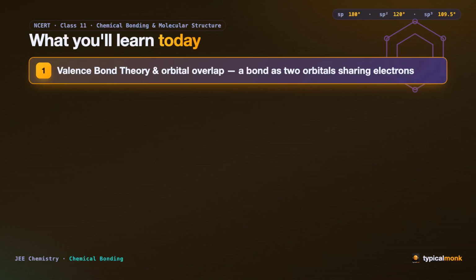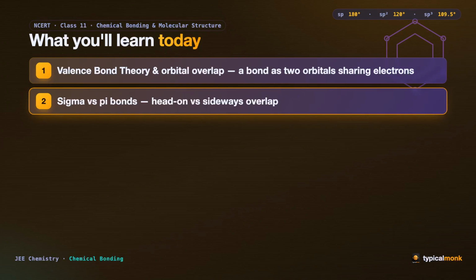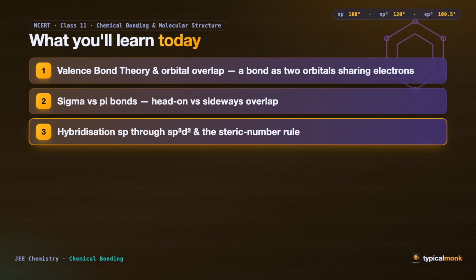So what will you carry home from today's class? First, Valence Bond Theory and orbital overlap. The idea that a bond is simply two orbitals overlapping and sharing their electrons. Second, the sigma bond and the pi bond. Head-on overlap versus sideways overlap and why one is stronger than the other. Third, hybridization itself, from sp all the way to sp³d², governed by one countable rule, the steric number.